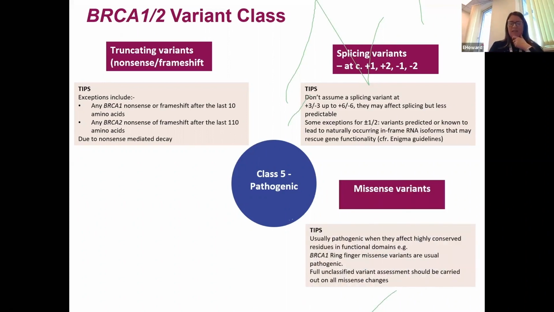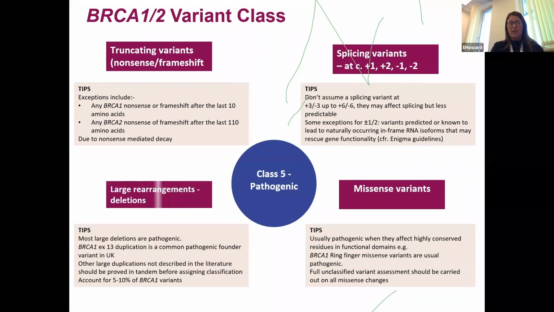We also see some missense variants that are absolutely pathogenic, and these are normally seen in very specific functional domains, highly conserved residues, an example of which would be in the BRCA1 ring finger domain. But all missense variants must have a full UV assessment undertaken on them. You just can't take those as read that they would be pathogenic.